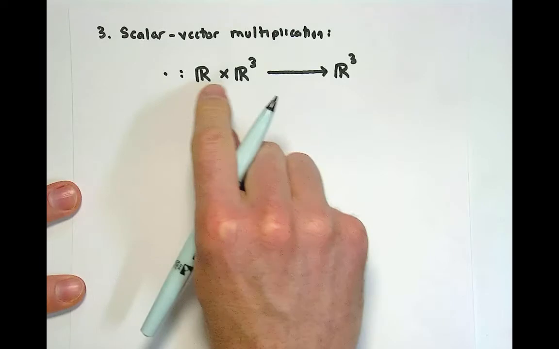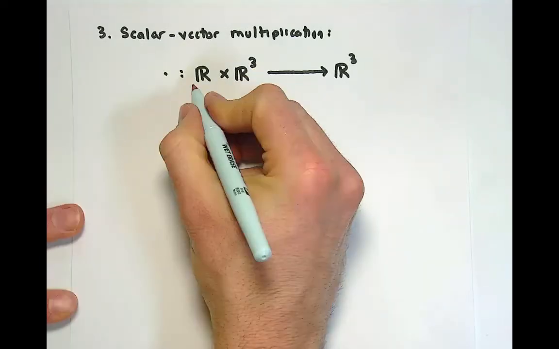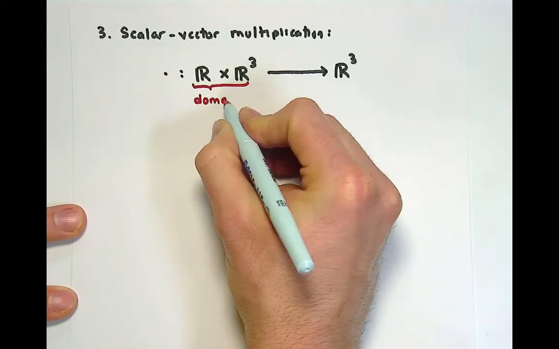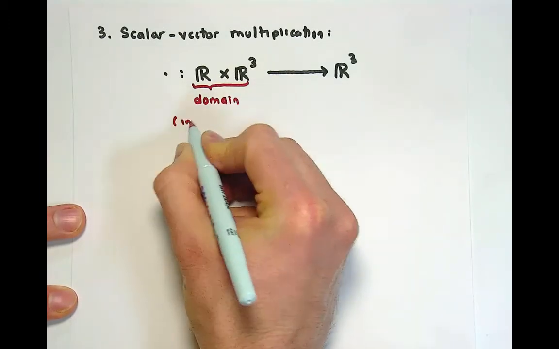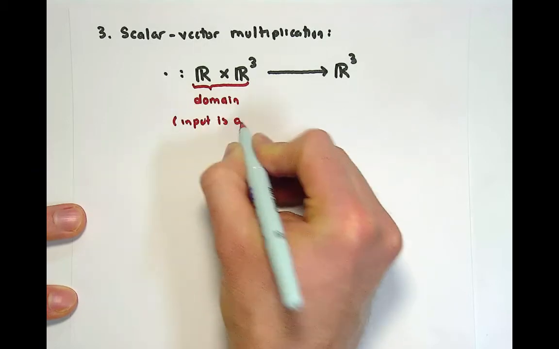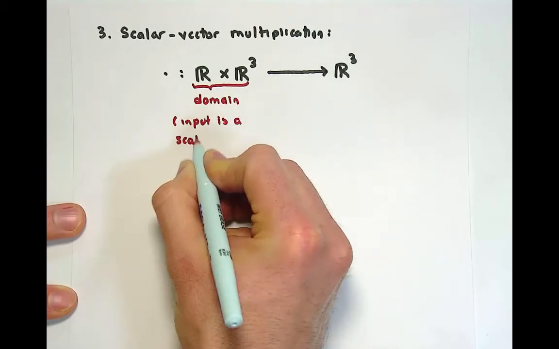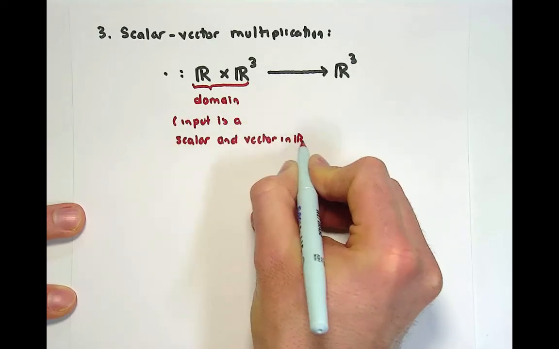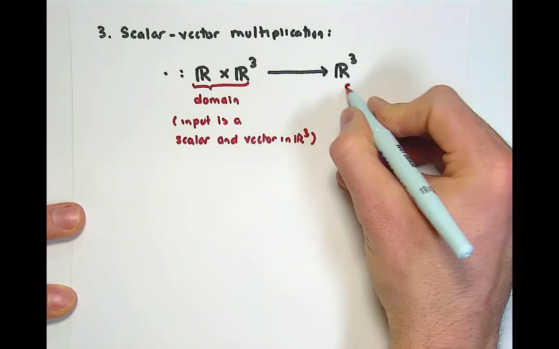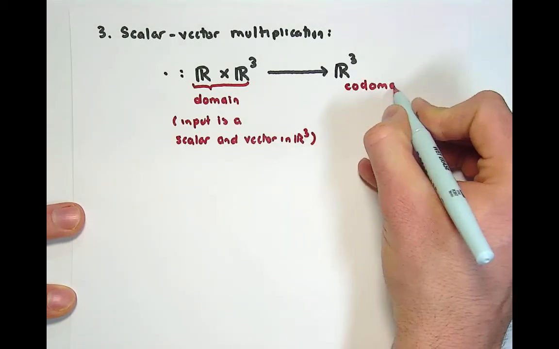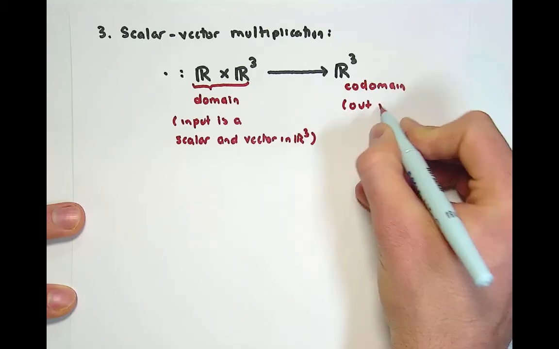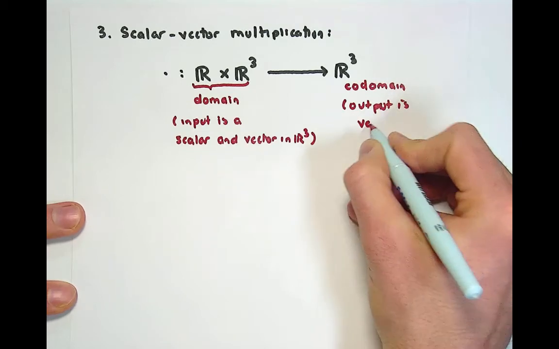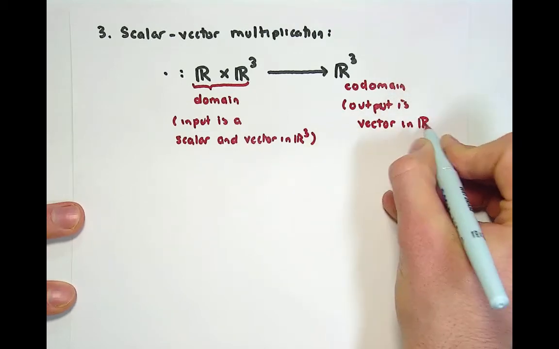Yeah, okay, so the idea of scalar vector multiplication was that the domain, the thing that we wanted to analyze of what we're putting in, requires a scalar on the left-hand side and a vector in R3 on the right-hand side. And then the space that we map to, the set of outputs, is our vectors in R3.